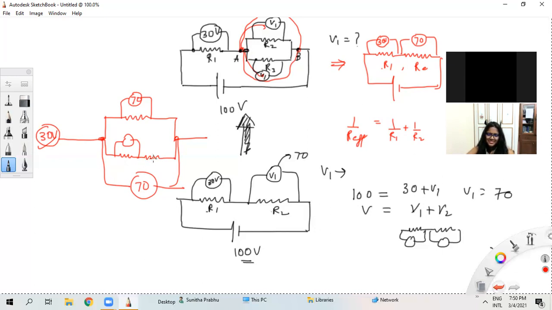That depends on the values of this fellow and this fellow. Because here they are in series, isn't it? So together they will be 70, but in series they will be split. This will be V1, this will be V2, and V1 plus V2 together will be 70.